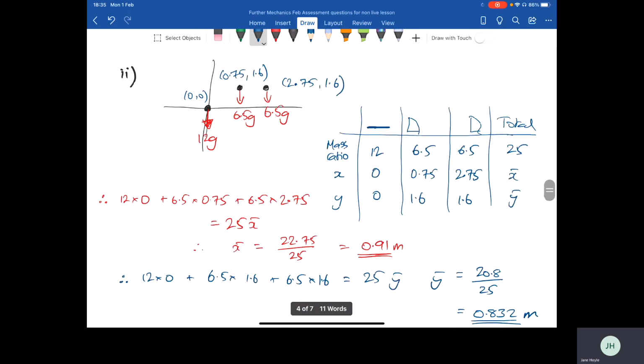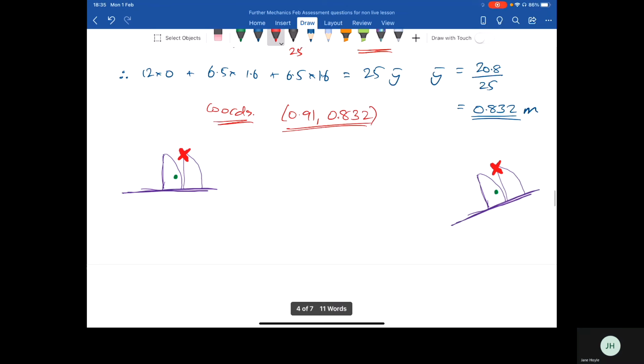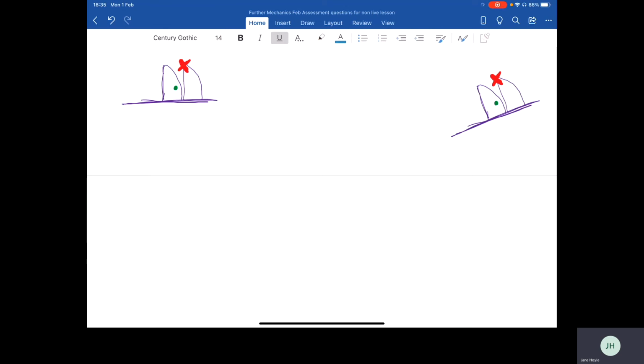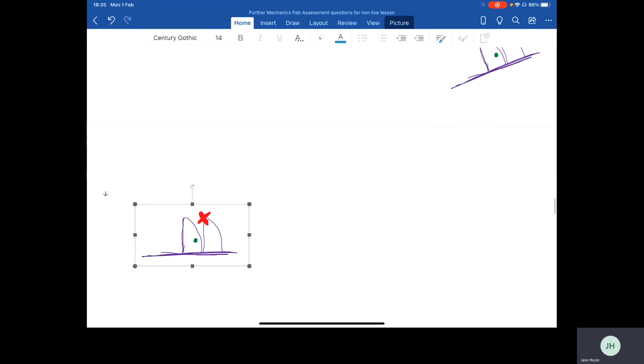Okay, find the coordinates of the centre of mass. So I would just express that as a point: 0.91, 0.832. Okay, now I've got some ready prepared little shapes here because it was a little bit of a faff drawing them. Come down here so I can talk about you.